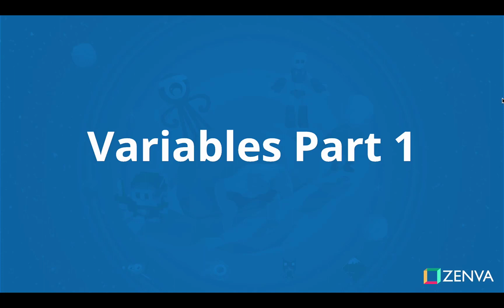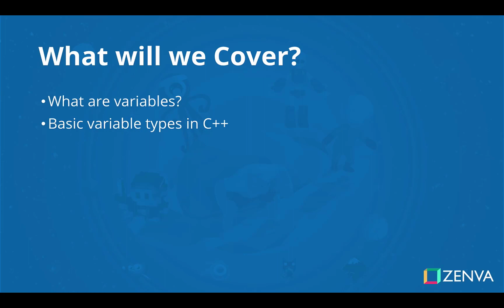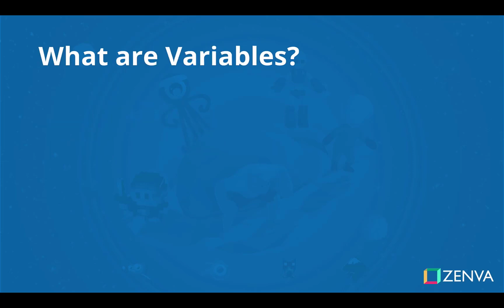This will be on variables and is part one of two, just because there is quite a lot to take in with regards to variables and I don't want to overwhelm you with everything all at once. So in part one, we're going to focus on what are variables. Then we'll talk about some of the basic variable types in C++. These will be in the slides. And then we'll turn to the code and focus on assigning and reassigning variables with some examples.